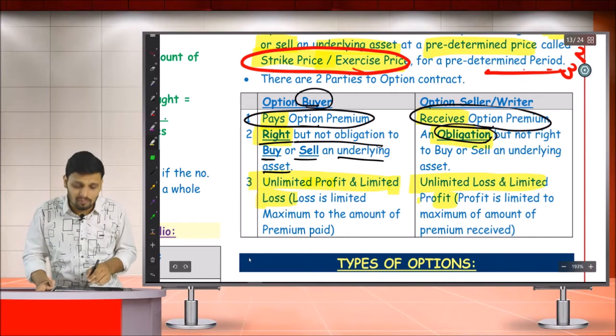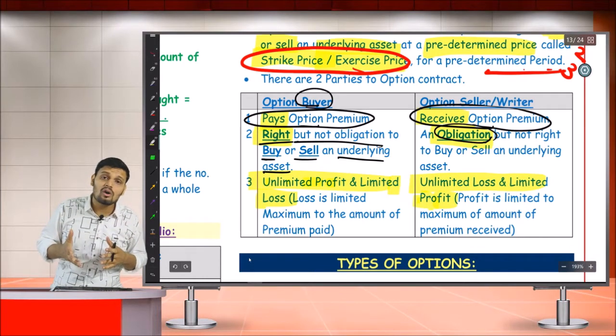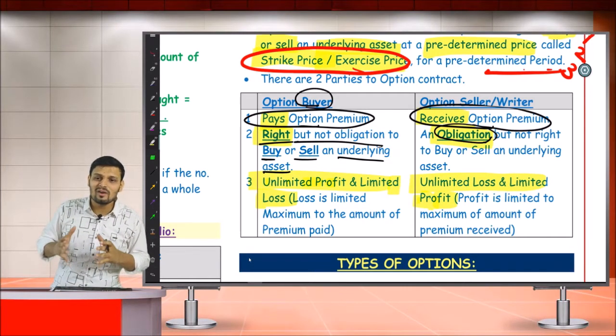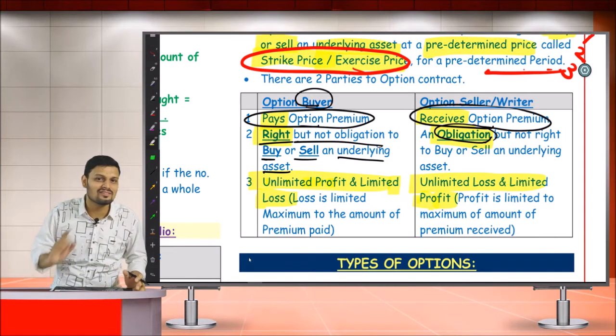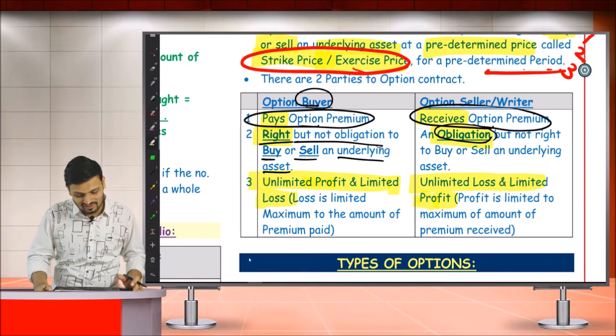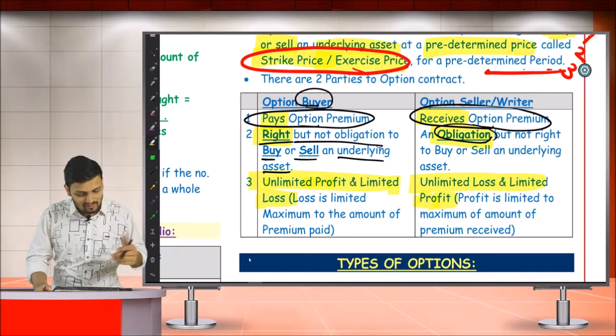For the seller, unlimited loss and limited profit. Unlimited loss but limited profit. Why will someone go and sell options? That is the first doubt which you are getting, right?